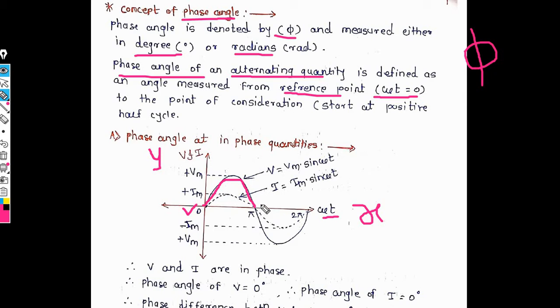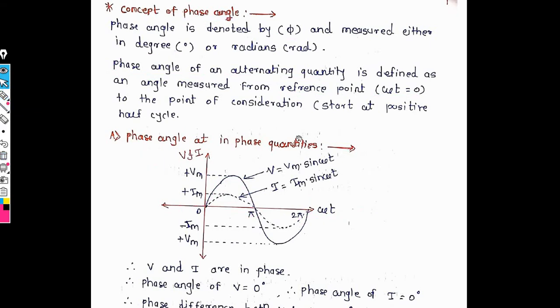This is the half cycle point. This is the full cycle point. That means the phase angle is defined as the angle measured from the reference point to the half cycle and full cycle. Okay. Now this is the definition of phase angle.